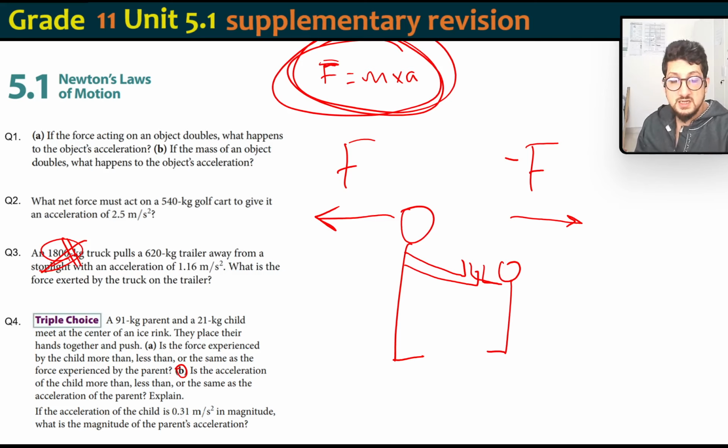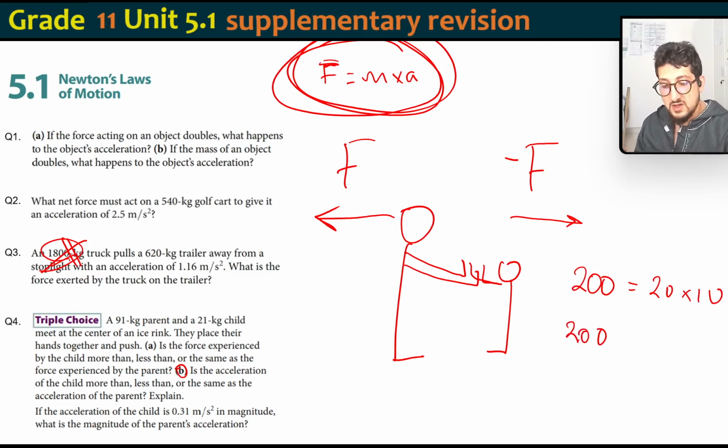Okay, let's take an example. If the force acting is 200 newtons, the mass of the child is 20 kilograms, then the acceleration of the child is going to be 10. If the force acting on the father is 200 newtons as well, but the mass of the father is 100 kilograms, then the acceleration of the father is 2. So that's common sense, isn't it? If the mass is more, the acceleration is less.